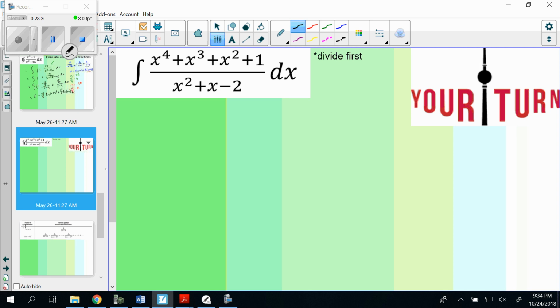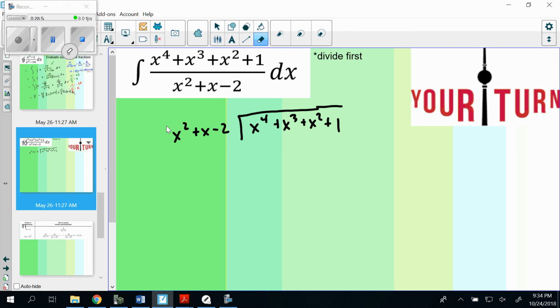Here's another example where you'd have to divide first. See if you can do this long division and figure out what this one's going to be. Now, one thing, be careful here. It is missing that degree of x to the first power, so you kind of got to think of it as this when you're dividing.